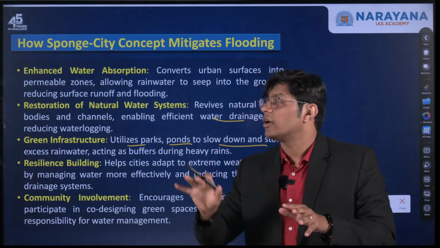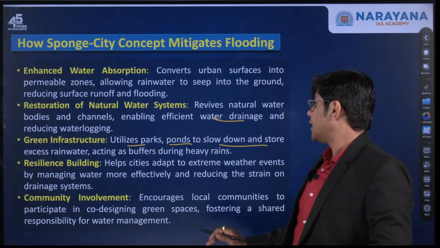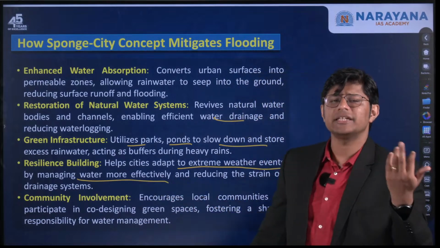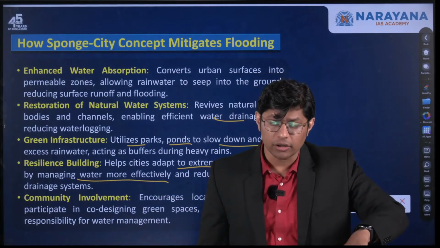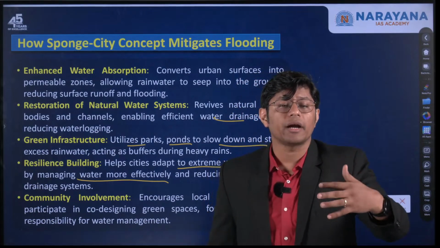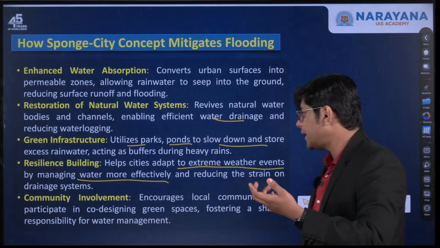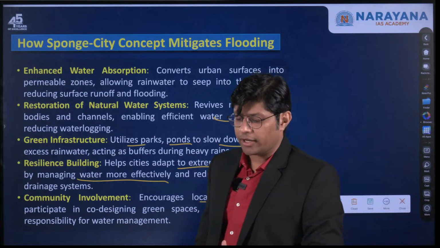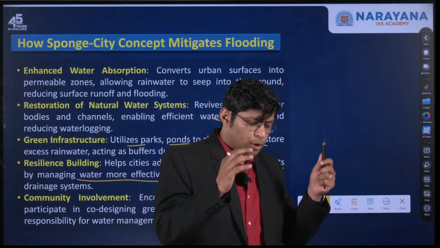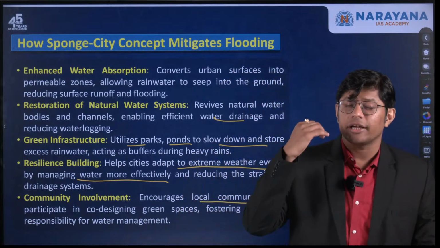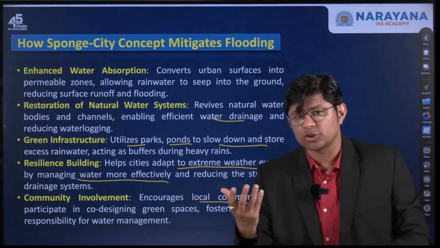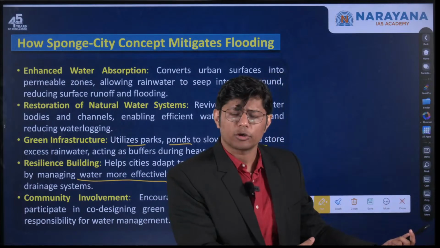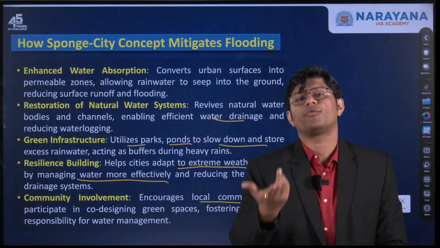This is what we are trying to do with the help of the sponge city concept. It helps cities adapt to extreme weather events by managing water more efficiently, especially in the summer season. We can utilize the stored water in the summer season when the demand for water is high. And then community involvement: encourage the local community, that is decentralization. Why? Because the local community who have been staying there for centuries would have innovative ideas through which they can store the water in the ground, or somehow store it so that they can use it when the demand for water is high.